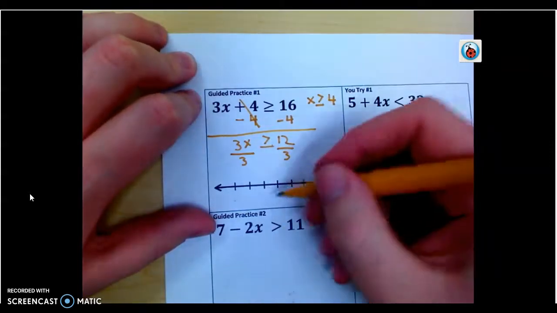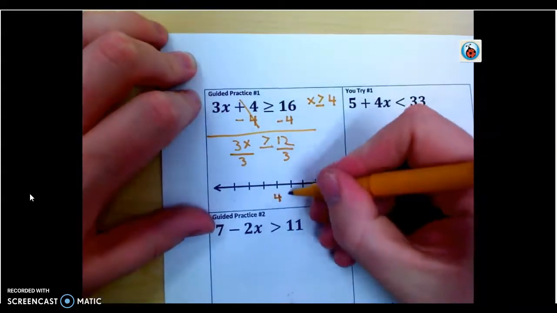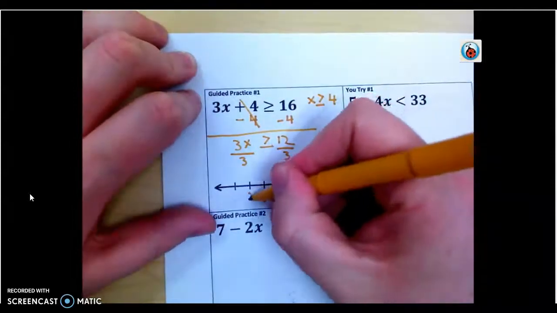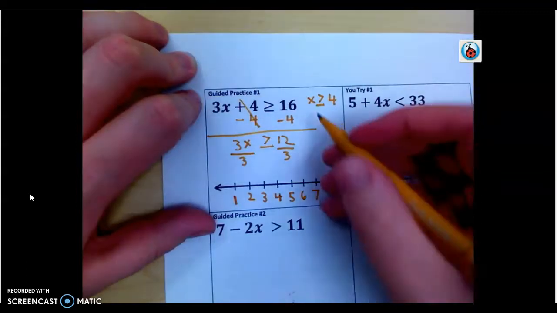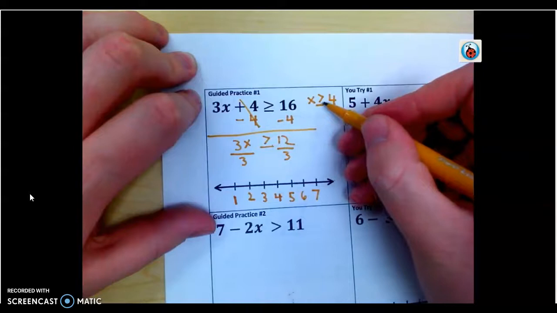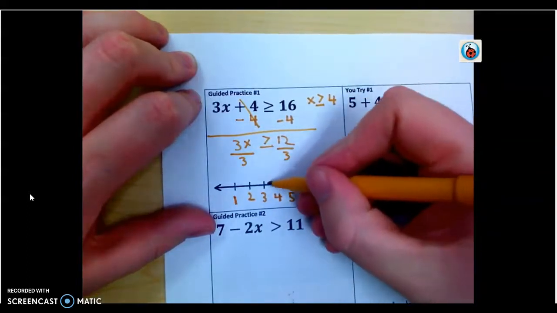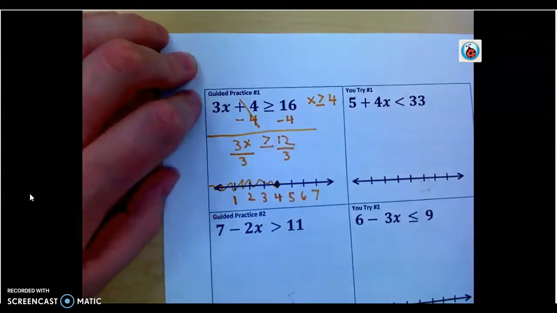So when we graph it, we just got to put a positive 4 somewhere. Put my positive 4 right here, which means 5, 6, and 7 go to the right. 3, 2, and 1 go to the left. I have a greater than or equal to sign, so I know it's a closed circle at 4. And I shade to the left. And that's my answer.